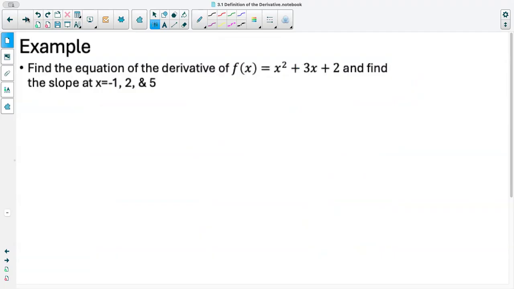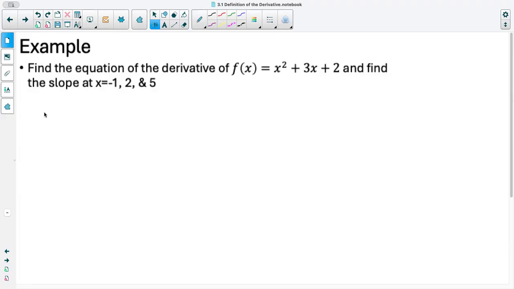Okay, next example, we want to find the equation of the derivative of f of x equals x squared plus 3x plus 2 and find our slope at x equals -1, +2, and +5. So we're going to do this the exact same way. So we're going to start out with our definition of the derivative.